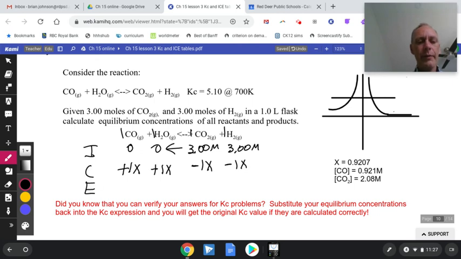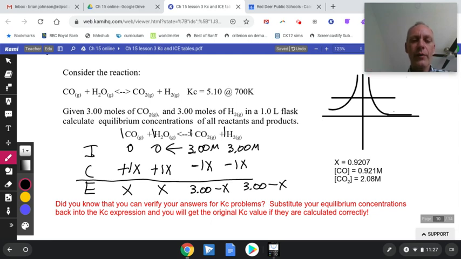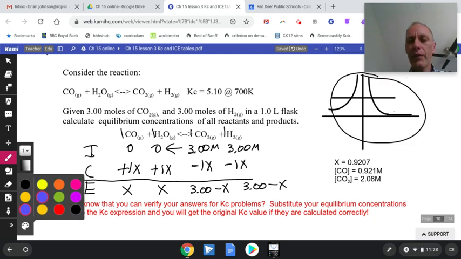So at equilibrium, we have 0 plus 1x, which becomes x. 0 plus 1x becomes x. 3 minus x. 3 minus x. Okay, I'm going to get you to pause the video here. I want you to try and finish this one off on your own. When you graph it, your graph should look like this. We will ignore the negative intersect and go for the positive intersect. You should get a value of 0.9207 when you graph it and solve for the x-intersect. So go ahead and try it and then come back and you can see the solution here.